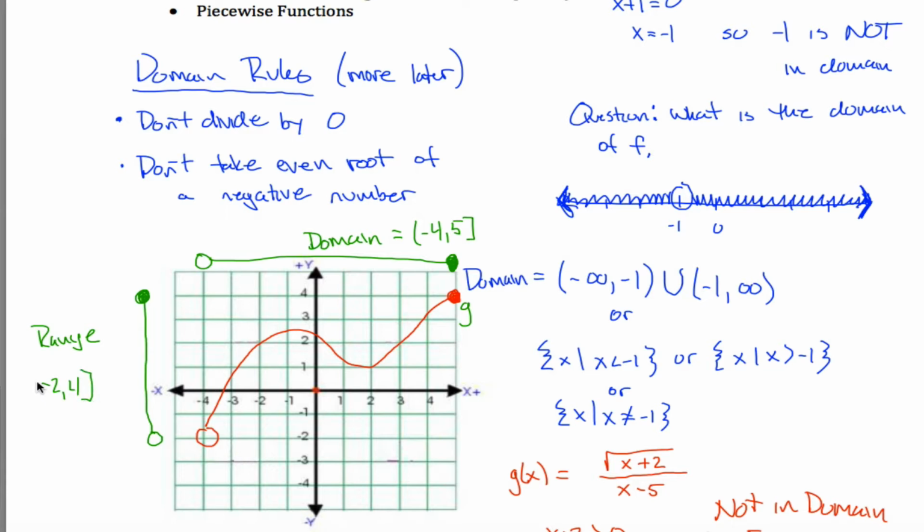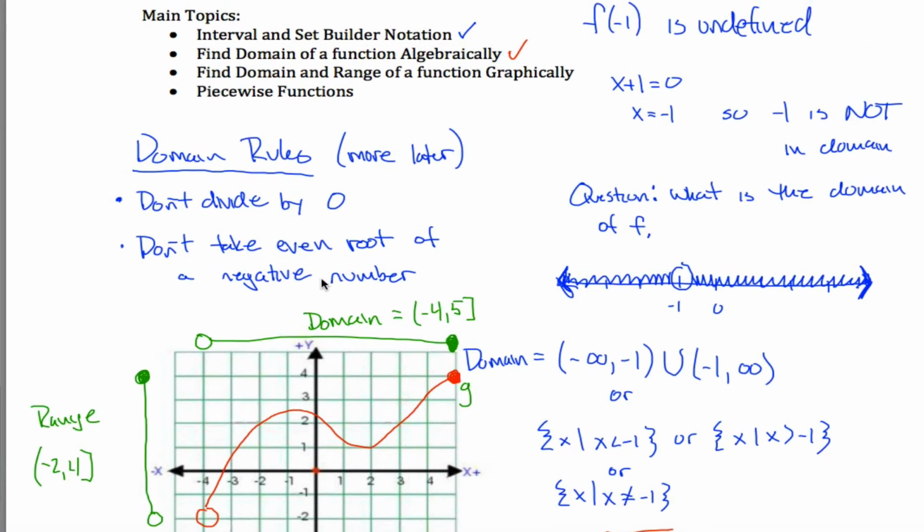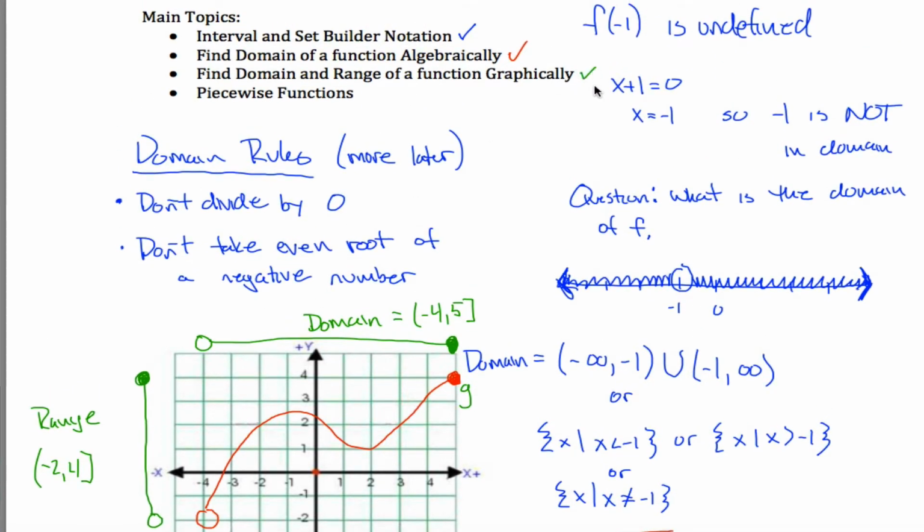I do want to include +4. I do not want to include -2. There you go. That's the domain and the range of a function when you've got it given to you graphically.